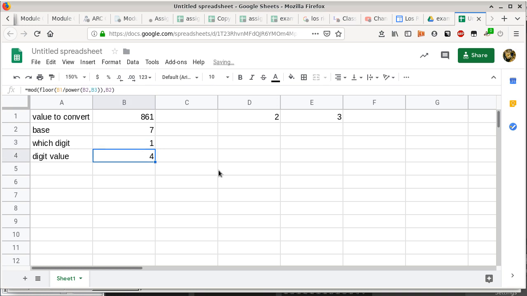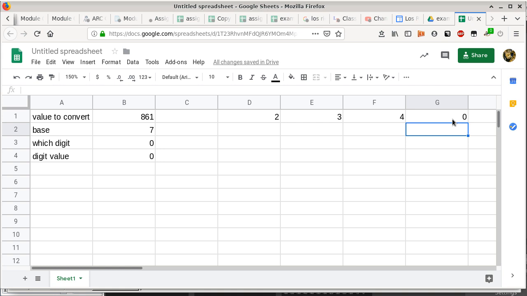Digit 1, excuse me, it's supposed to be 4. And digit 0 is supposed to be 0. So the entire base 7 number representing what we know as 861 is 2340 in base 7. But it doesn't tell you whether it's right or not.